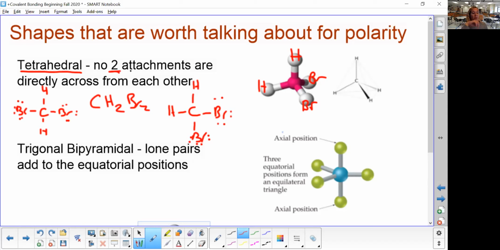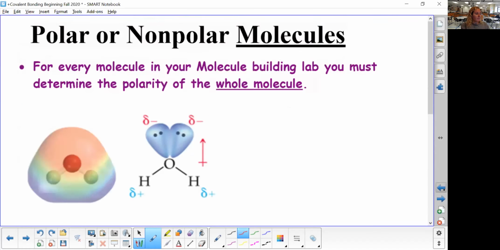But if you have one different thing or two different things, it's going to make the molecule polar, okay? Assuming you have enough of an electronegativity difference. So it's worth mentioning that in a tetrahedral shape, none of the attachments are directly across from each other, so they do not cancel. You can't put the bromine in any position that would cancel out the other bromine's moment.